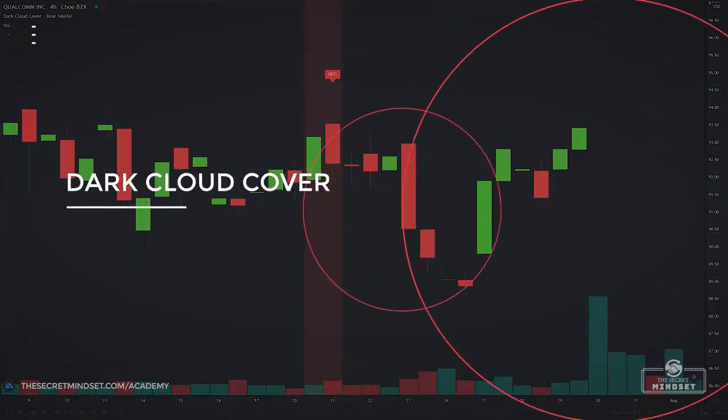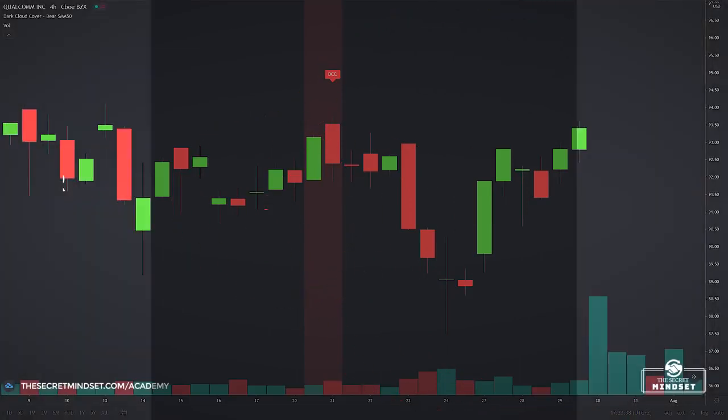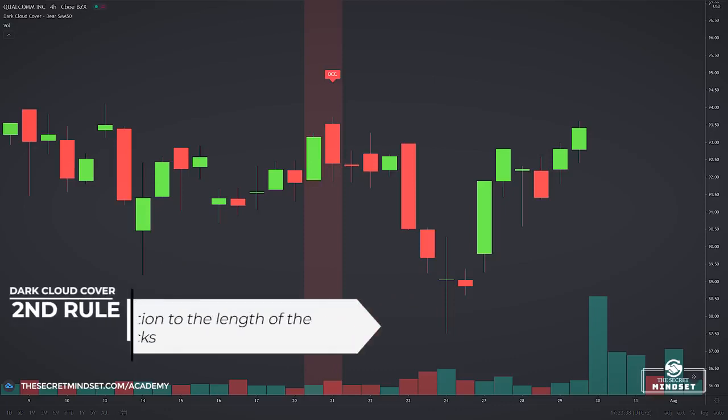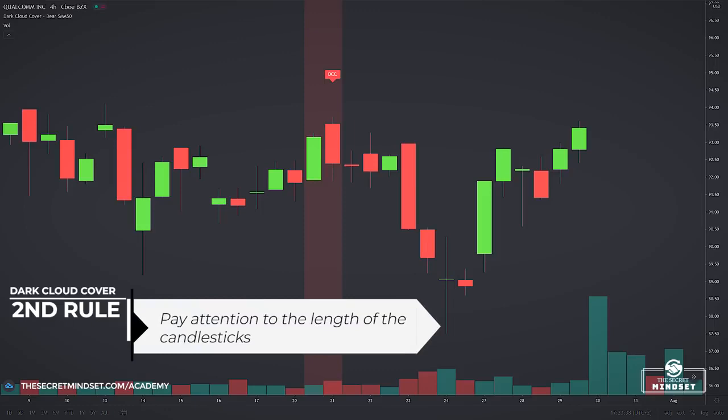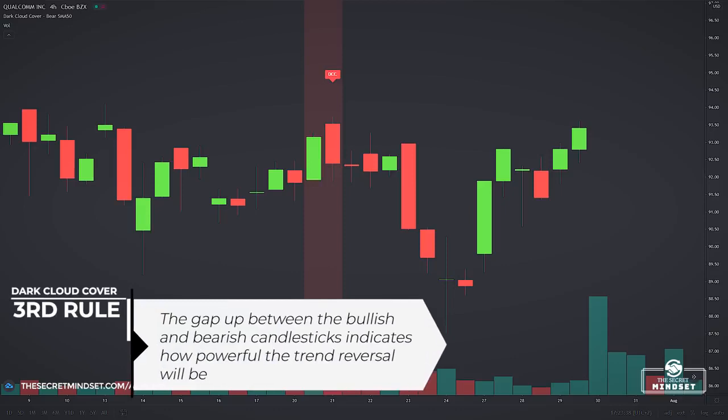As in the case of the piercing line pattern, you must look at a few characteristics when you trade with the dark cloud cover pattern. Firstly, the trend should be in an uptrend, as the dark cloud cover pattern is a bearish reversal pattern. Secondly, the length of the candlestick plays an important role in determining the force with which the reversal will take place. The gap up between the bullish and the bearish candlesticks indicates how powerful the trend reversal will be.